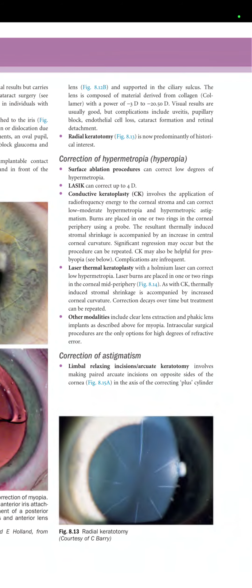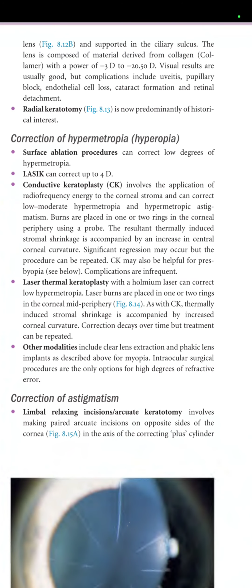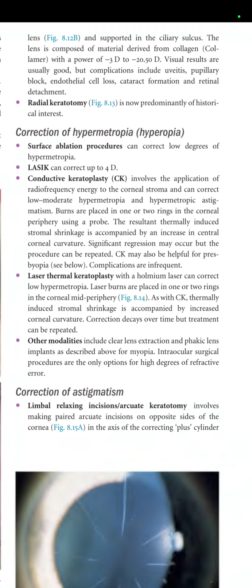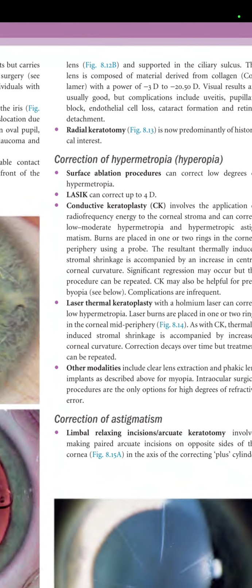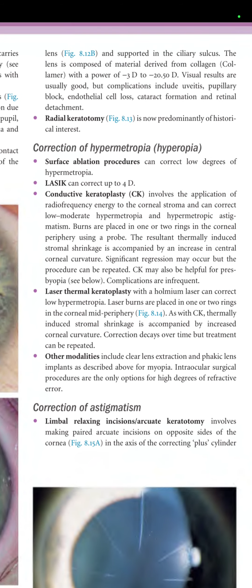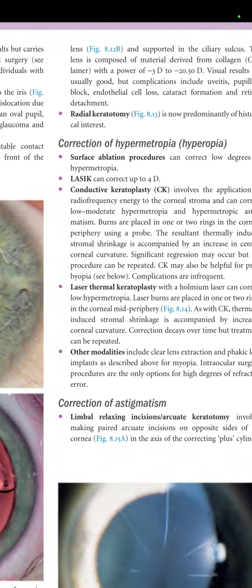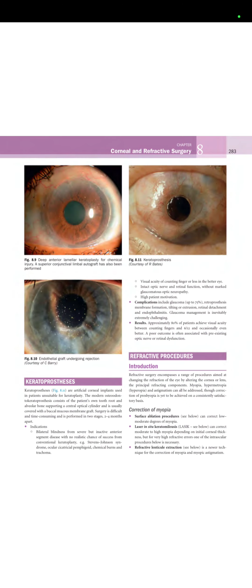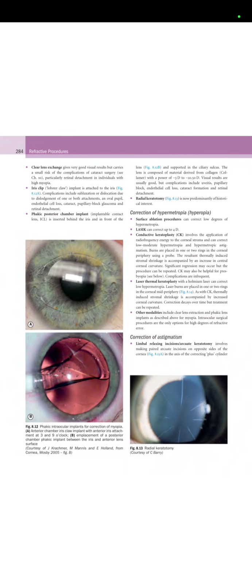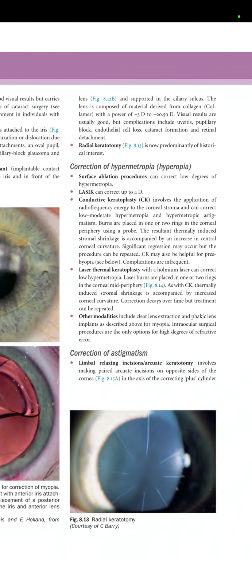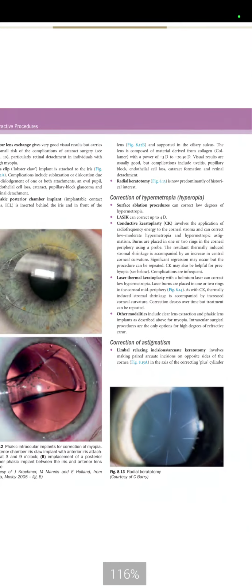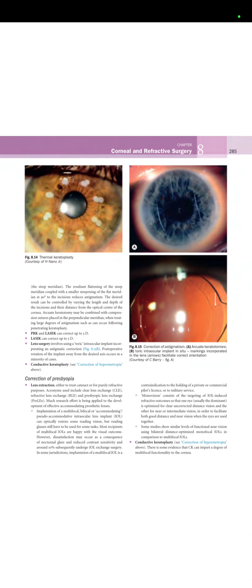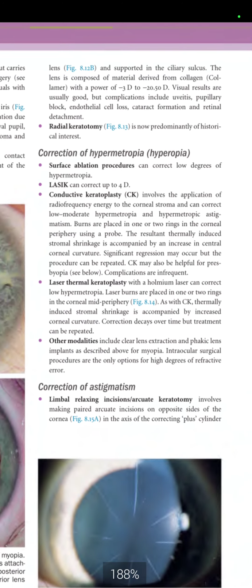So now, how do we correct the hypermetropia? Similarly, surface ablation procedures can correct low degrees of hypermetropia. LASIK can correct up to 4 diopter. It is a very important MCQ question: how many diopters can LASIK correct? In a case of myopia, you can usually do up to 8 diopter, and in case of hypermetropia, you can do 4 diopter.